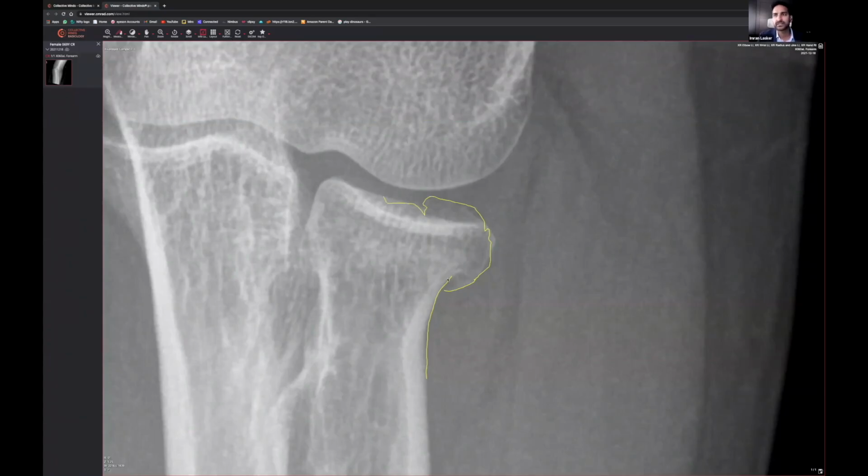Yes, exactly right. So someone has said it correctly. So you can actually have what looks like a fracture through that radial neck.